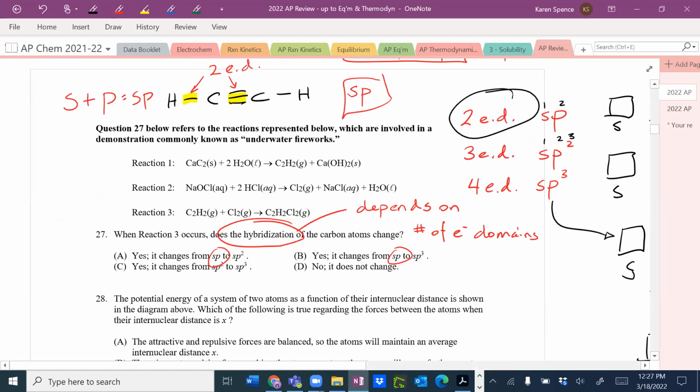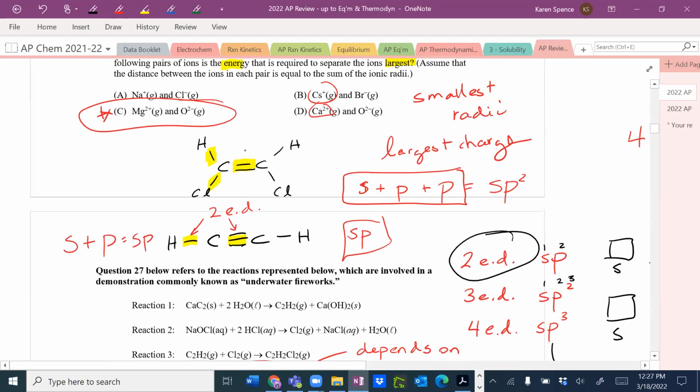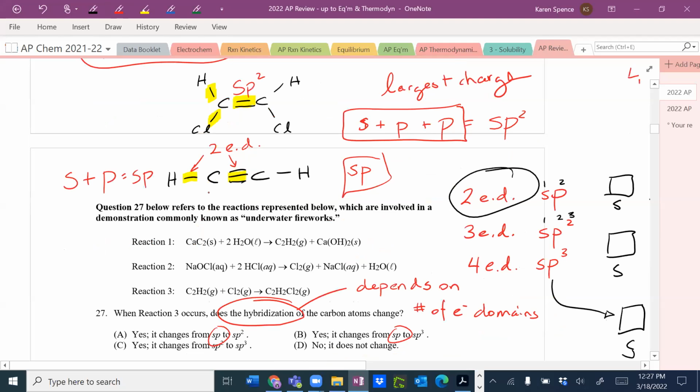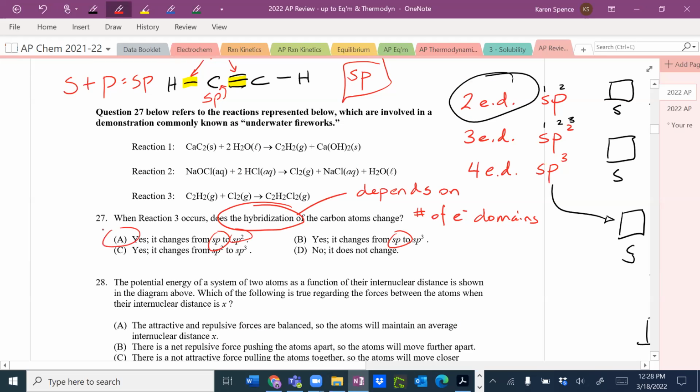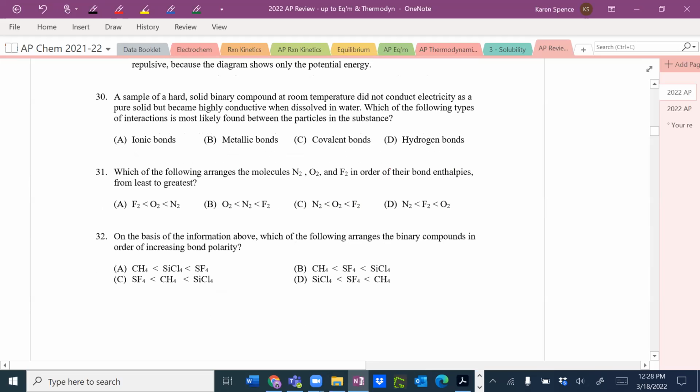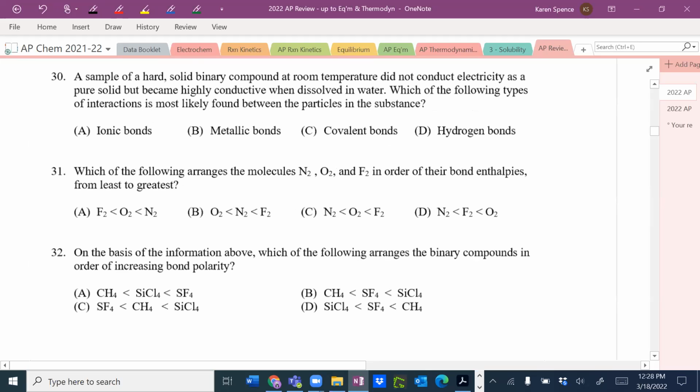Okay, so we changed from sp to sp2. This one had 3 domains, so this is sp2. So we changed from sp to sp2. 27 is A. And then we get to skip some. Okay, 31. Bond enthalpies.